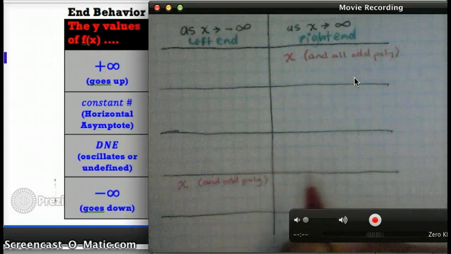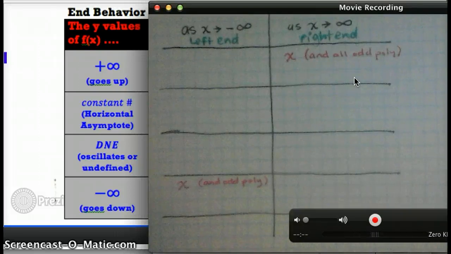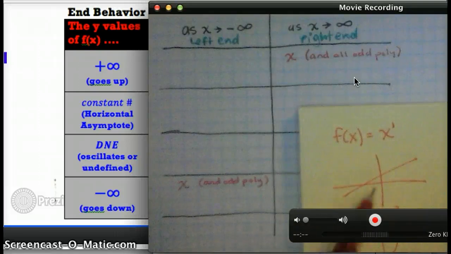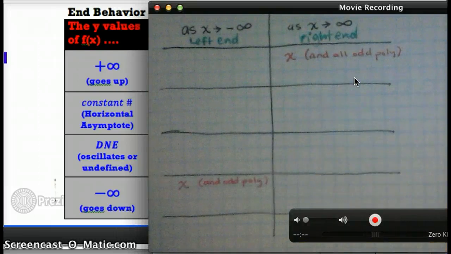Of course, we could change that by transforming the function. So these behaviors that we're writing down aren't fixed. It's literally just for the function parent. If I put a negative in front, if I divided it by something, the behavior could change. But this is kind of like a starting point.